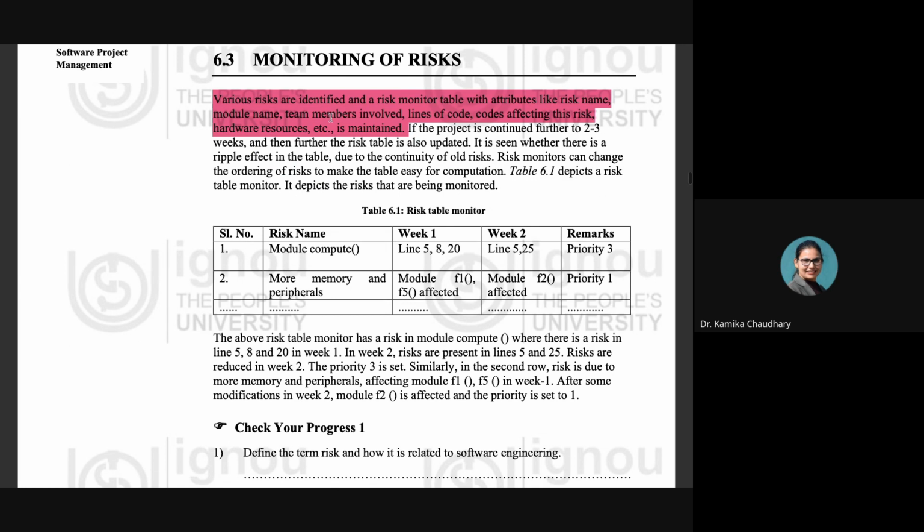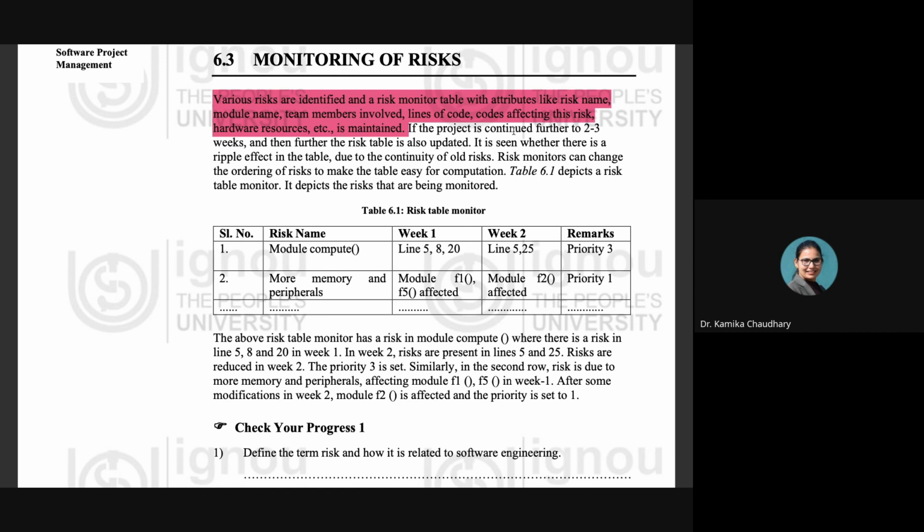What kind of columns can the risk management table have? It can have column names such as the name of the risk, the name of the module in which that risk can come, what are all the team members involved in the development of that particular module, how many lines of code are going to be there, what are the codes affecting this risk, which part of the code is affecting, or by which part of the code the risk can happen, then the hardware resources being utilized in that particular module, etc. This kind of table is being maintained in order to monitor the various risks.